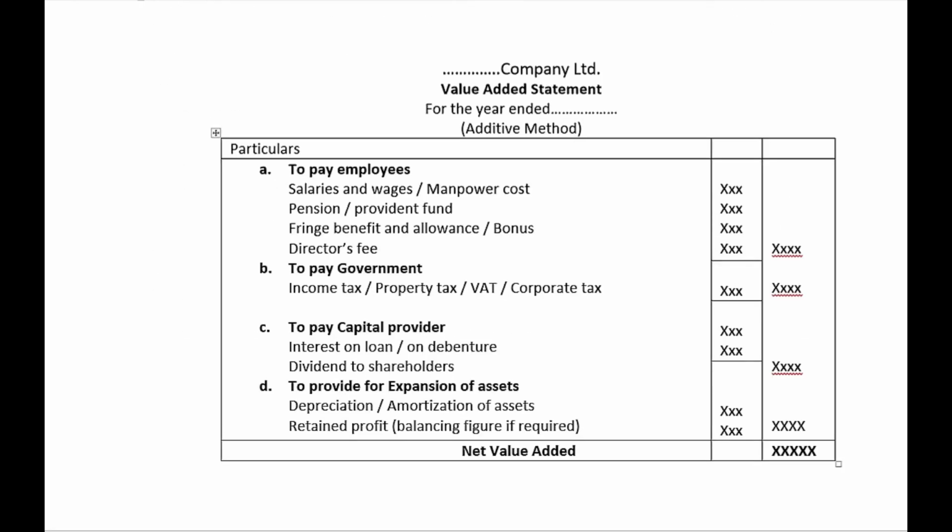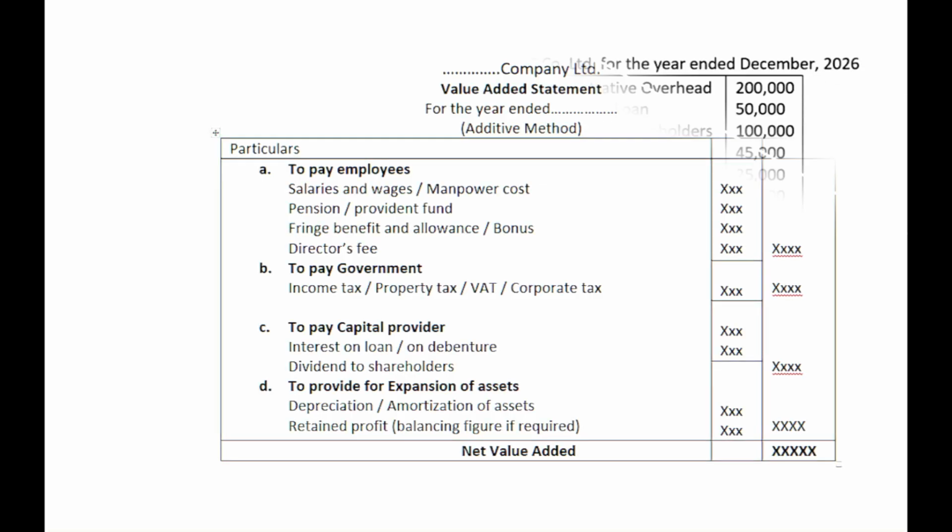Then we can also calculate value added by using the additive method. This method includes pay to employees, pay to government, pay to capital providers, and provision for expansion of assets. At last, we add retained profit for the year.